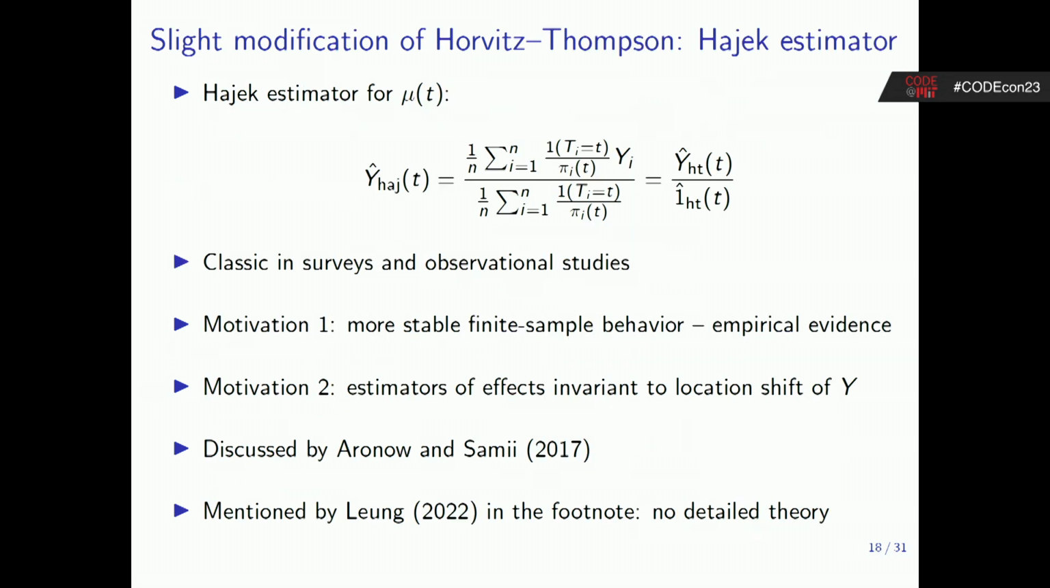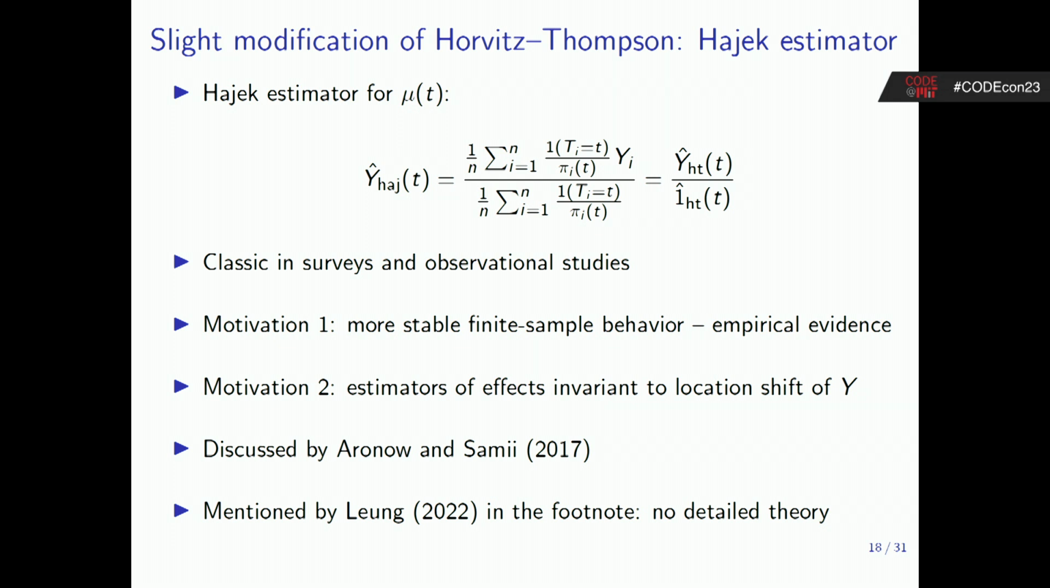We want to modify this estimator a little bit. It's a very trivial modification. Everybody knows the modification. Modify Horvitz-Thompson by Hajek. The difference is you normalize the weights by dividing by the weighted average of the indicators. Anyway, it's classic in surveys and observational studies. There are two motivations, at least in the classic literature. It's more stable in empirical data analysis.